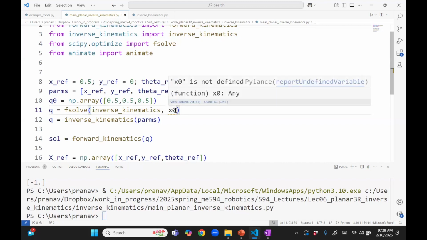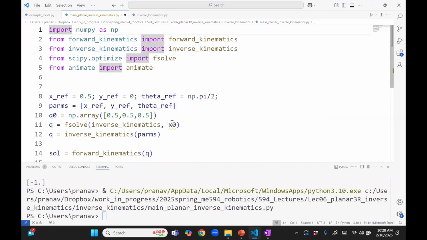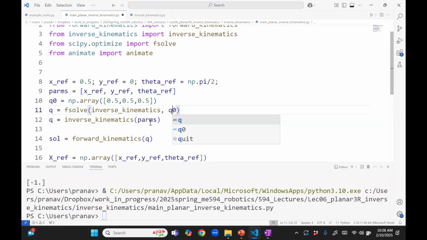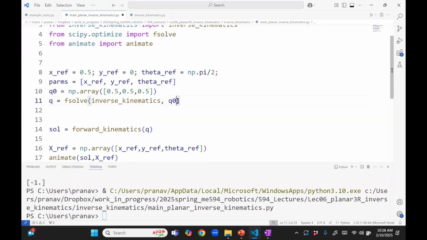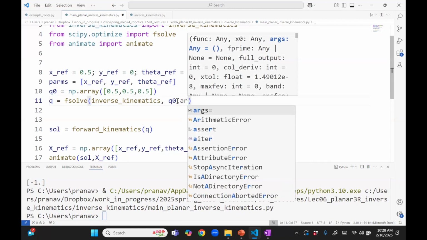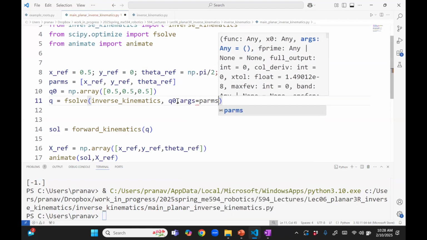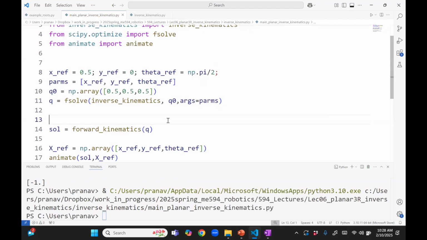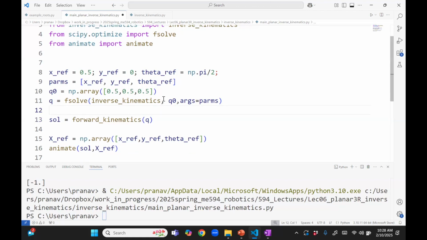Okay, there's the initial guess, which is Q0. And then we need to pass these parameters because we need to tell it where exactly we need it to land. There's a way to do that. I think it is args equals. Everything else remains the same. So provided I code this right, it's going to give me the Q, and everything else will proceed as we did earlier. So let's write this function.